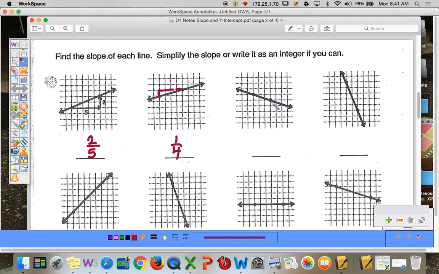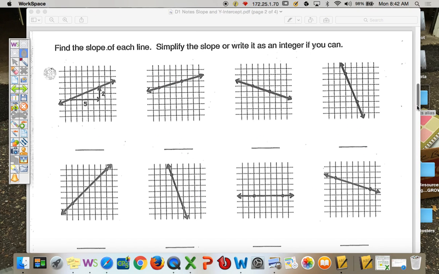This one's negative, it goes down. It goes down 1 over 1, 2, 3. So this is negative 1/3. You can put the negative with the 1 or with the 3 or right in the middle. If there's one negative, the whole thing is negative. This one also is negative. It goes down from left to right. It goes down 1, 2, 3, 4, 5, and it goes over 2.